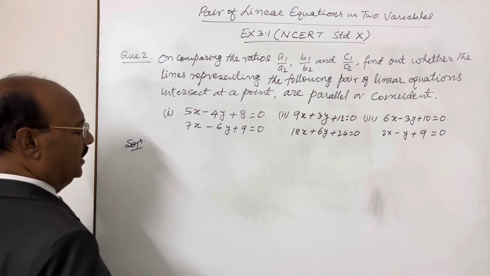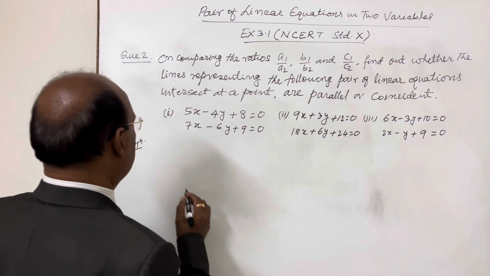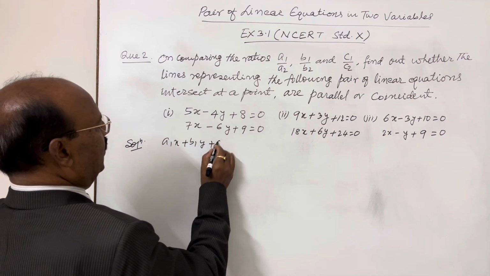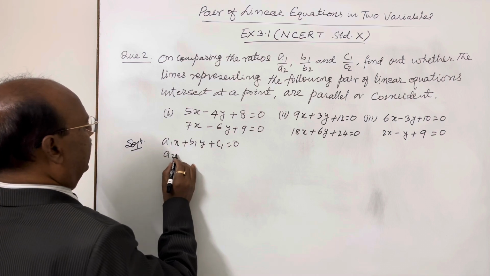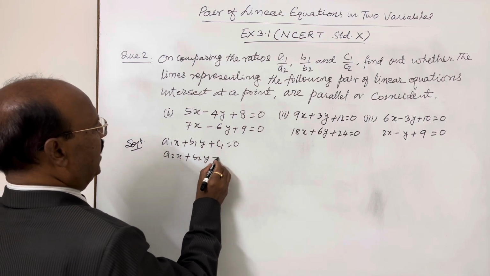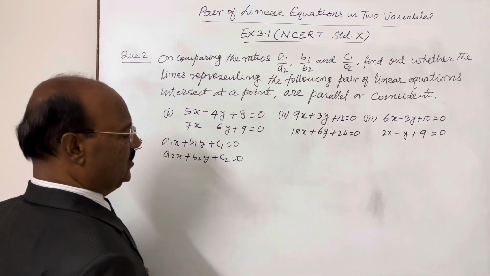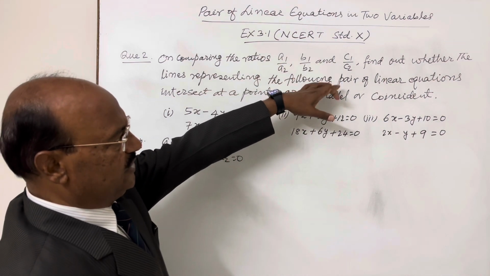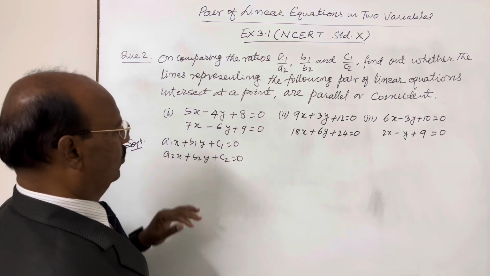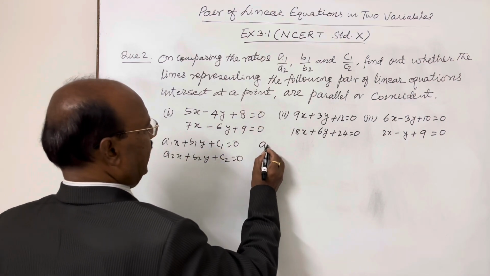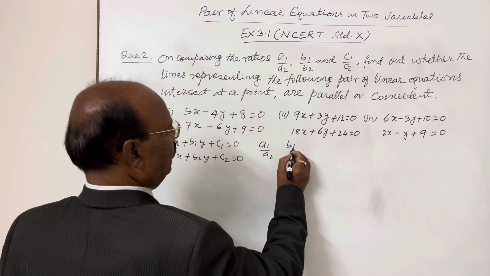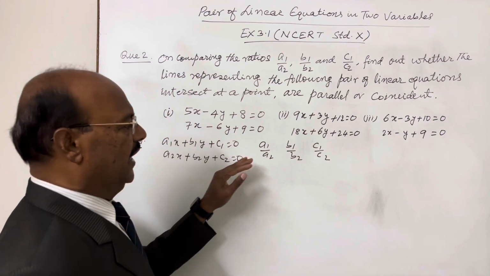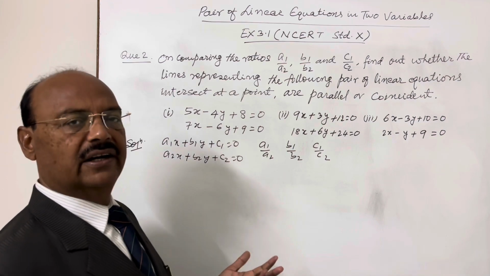You know, the general form of linear equations in two variables is a1x plus b1y plus c1 is equal to 0 and a2x plus b2y plus c2 is equal to 0. So here we will find a1 by a2, b1 by b2 and c1 by c2, the ratios of these coefficients. After finding them, we will get three conditions.